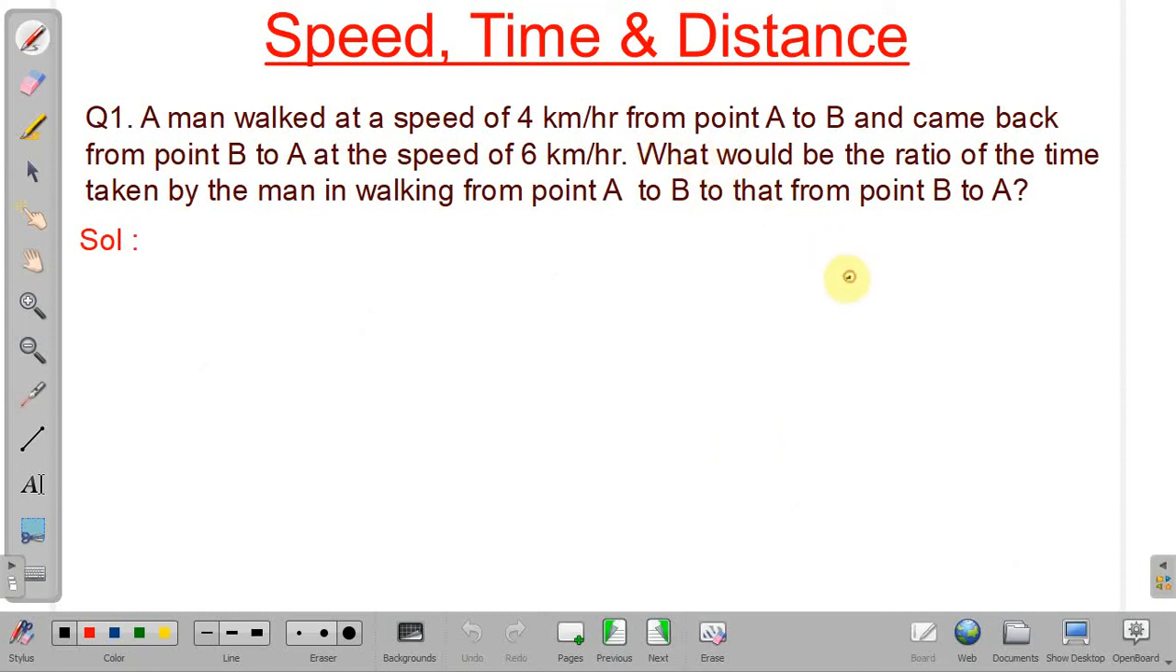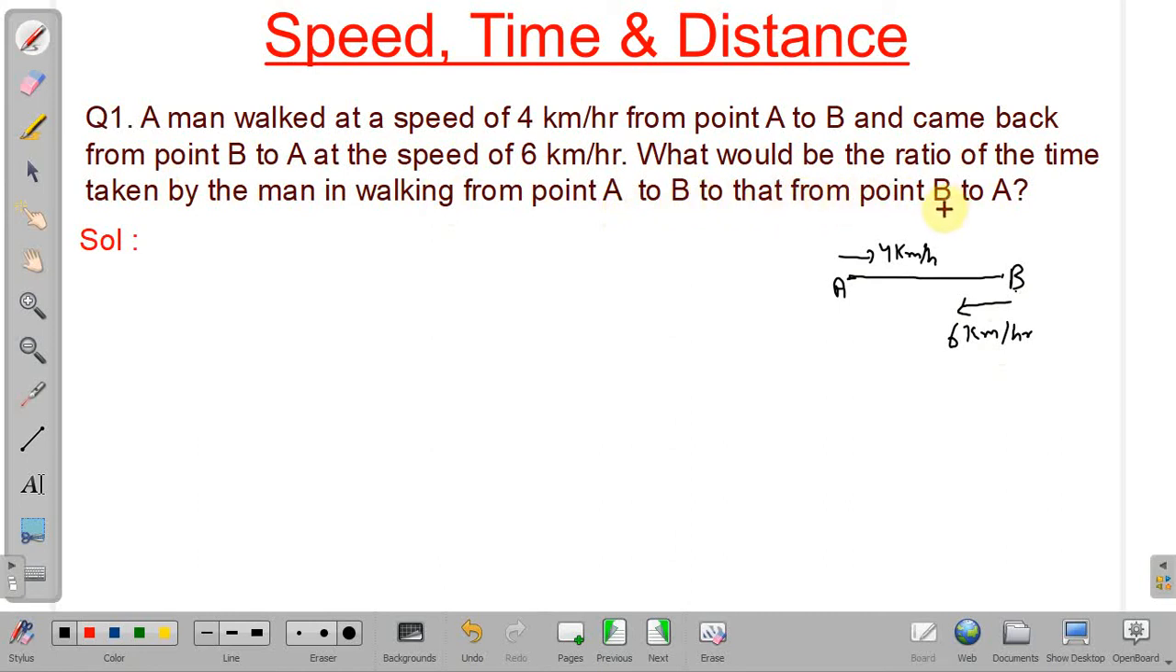Okay. So from point A to point B, he is walking at 4 kilometers per hour and came back from B to A at a speed of 6 kilometers per hour. What would be the ratio of time taken by the man in walking from A to B to that from B to A?